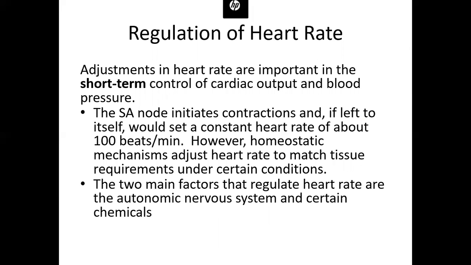Our SA node, once again, is where we initiate contraction. And as I mentioned earlier, if you left it alone, it would set a constant heart rate of about 100 beats per minute. But due to homeostatic mechanisms, we must adjust heart rate to match tissue requirements under certain conditions, like when we're exercising, and we need to increase the flow of blood to our working skeletal muscles. Two major factors that regulate our heart rate are signals from the autonomic nervous system and certain chemicals.